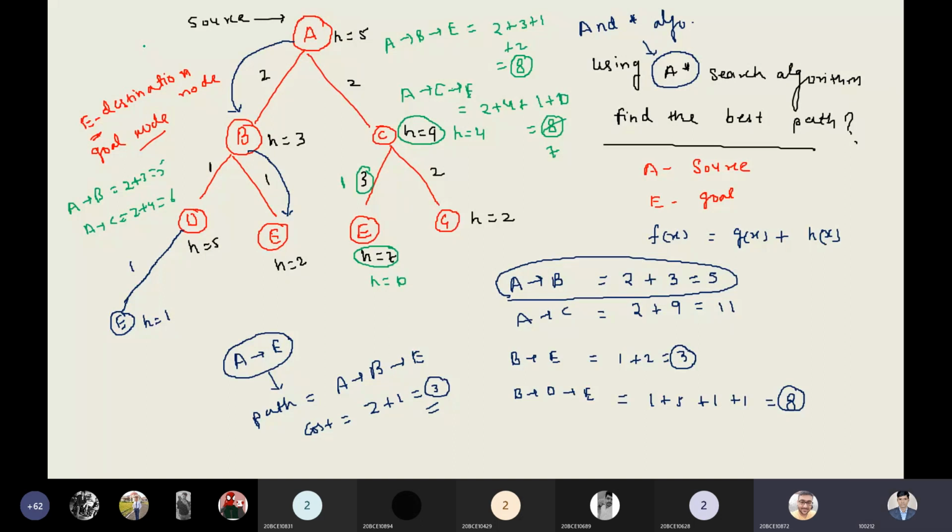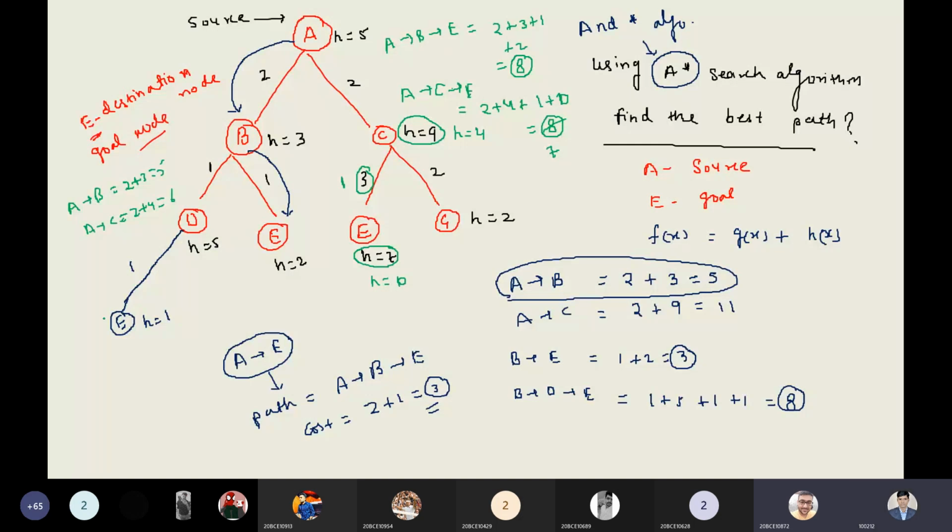Should I explain once again? Excuse me, sir. Yes, tell me. Please explain once again, sir. Sir, if we move from A to B, do we have to add 5 plus 2, or do 2 plus 3? Can you please explain? 2 plus 3. See, this is the point you have to get once again.